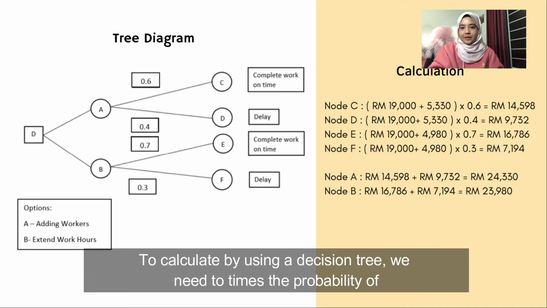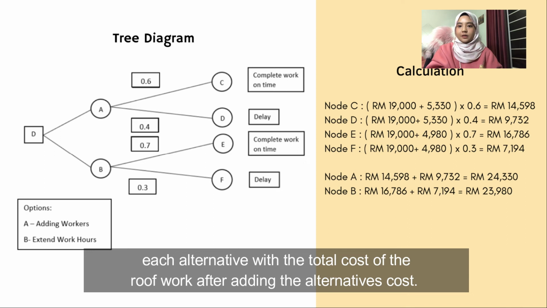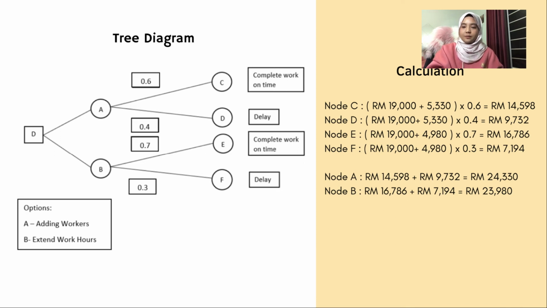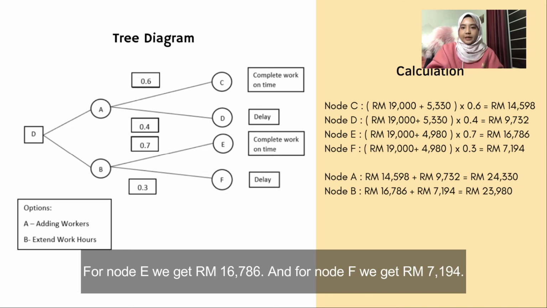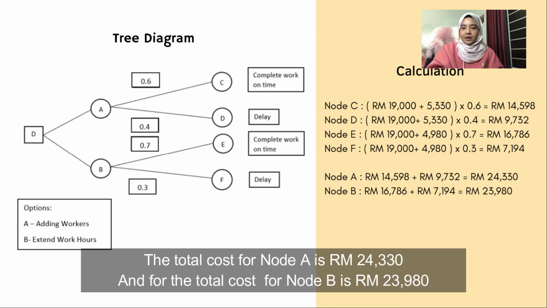To calculate using a decision tree, we need to multiply the probability of each alternative with the total cost of roof work after adding the alternative cost. For note C, we get 14,598 ringgit. For note D, we get 9,732 ringgit. For note E, we get 16,786 ringgit. And lastly, for note F, we get 7,194 ringgit.